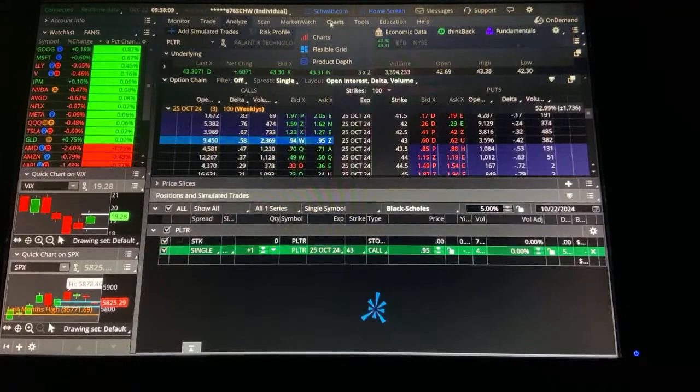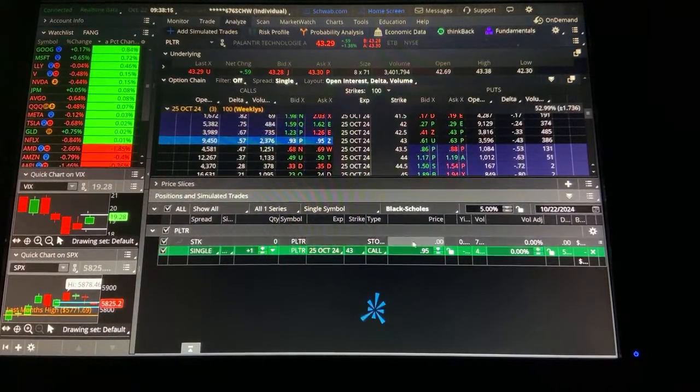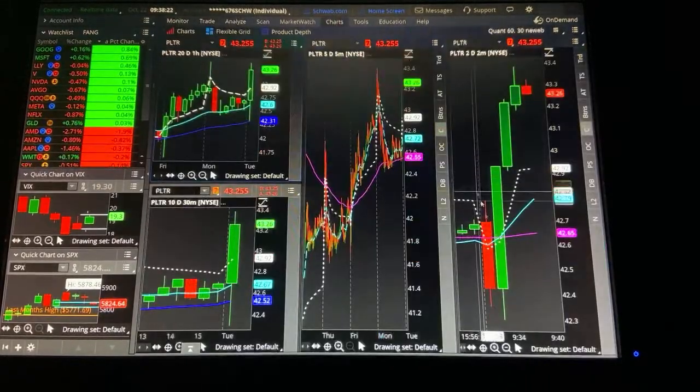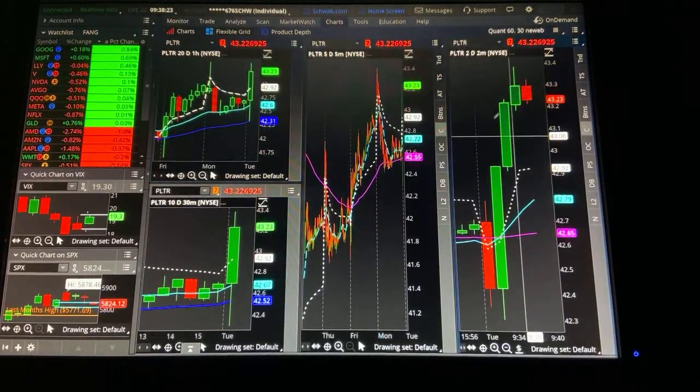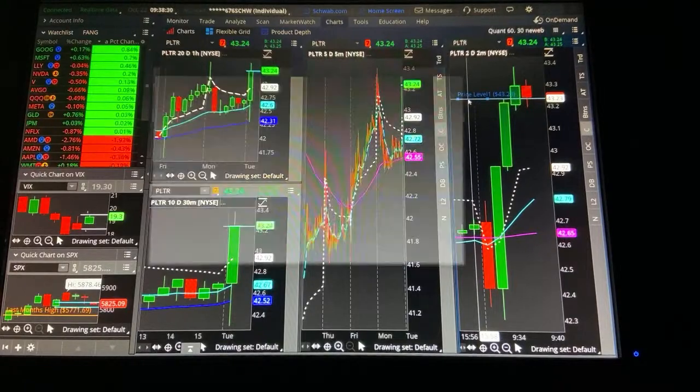But this would be a day trade. See what we can do here. Just sent out an order for the 43 call and got filled at 95 cents on that. We are coming up into yesterday's high, so obviously we'd have to break that.